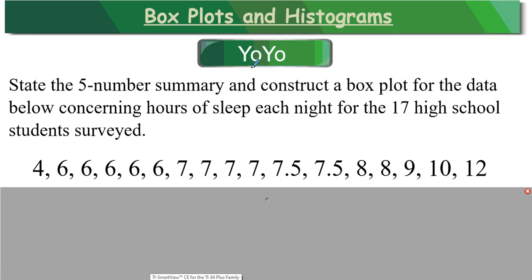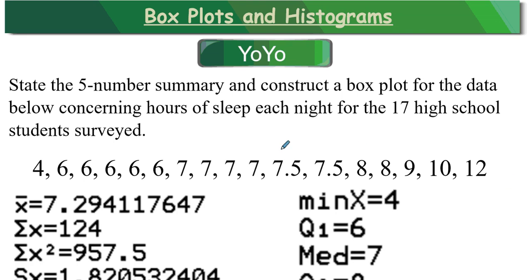I'm going to ask you to try. Here I have some data that came from a survey of high school students that were asked how much sleep they got the night before. So 17 high school students were asked how much sleep they got the night before. I'd like you to state the 5-number summary and then make a box plot for the data set. You can either use Desmos or your calculator. You can do it by hand, get the 5-number summary, and then make a box plot for that data set. I would bet this will probably take 3-4 minutes. Pause the video, give yourself a chance to try, see how it goes. Unpause it once you want to see how it's done.